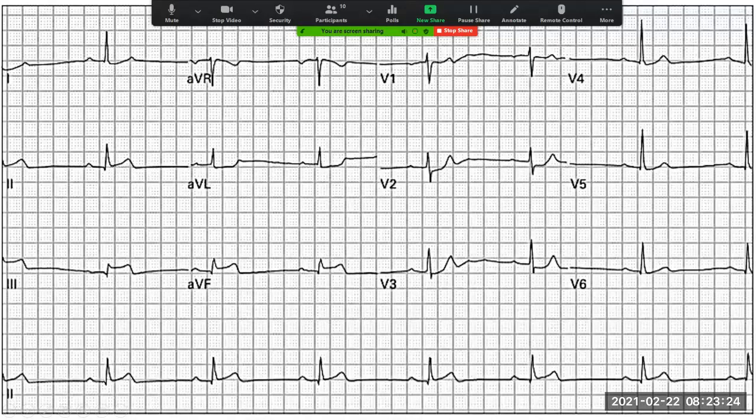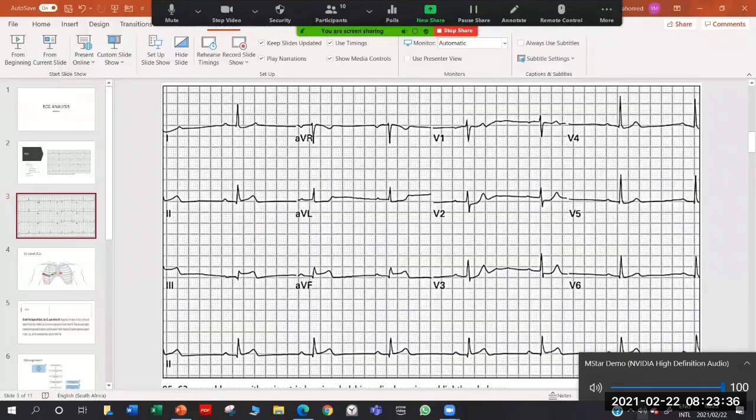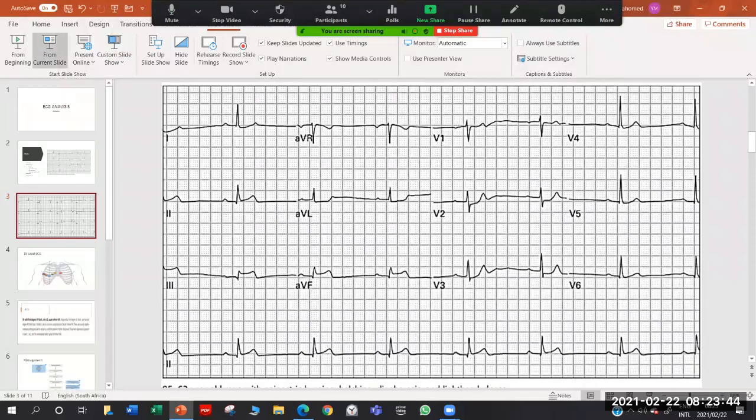Sorry. I can't hear people. Just going to come out of this for a second. Let's increase my volume. Oh, it is at 100. I wonder why it's doing that. Let us go from current slide.